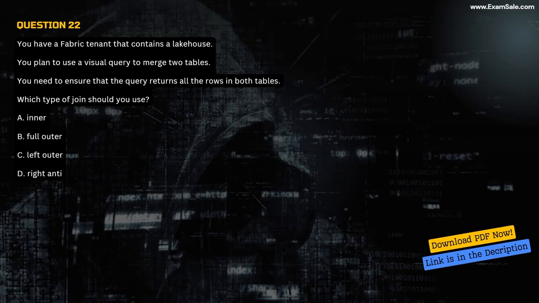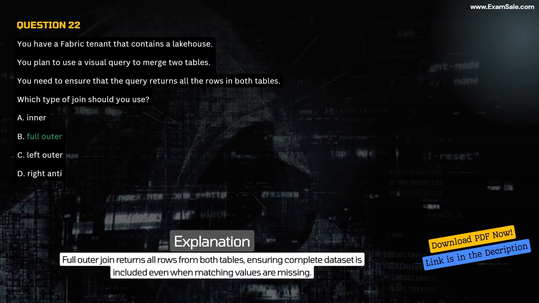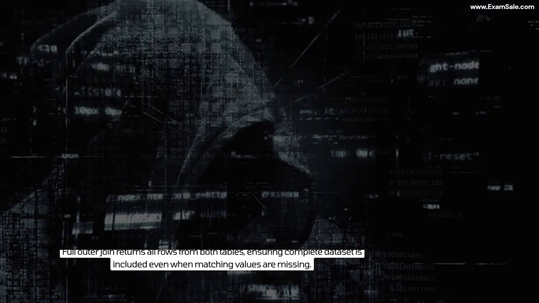Question 22. You have a Fabric tenant that contains a Lakehouse. You plan to use a visual query to merge 2 tables. You need to ensure that the query returns all the rows in both tables. Which type of join should you use? A. Inner. B. Full outer. C. Left outer. D. Right anti. Correct answer B. Full outer. Explanation. Full outer join returns all rows from both tables, ensuring complete dataset is included even when matching values are missing.